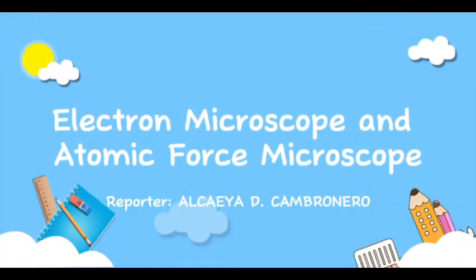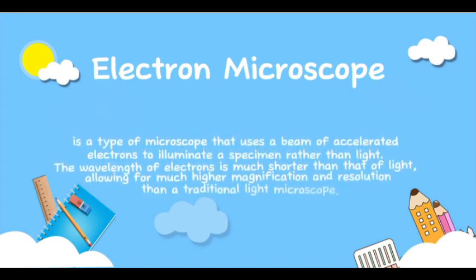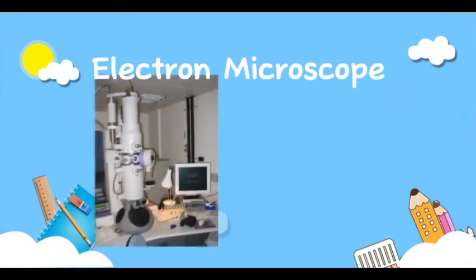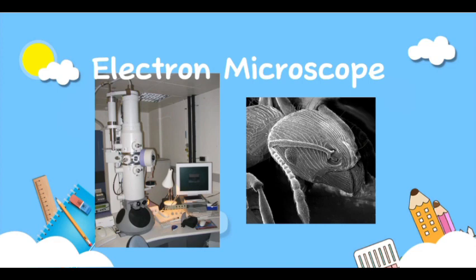Good day, I am Alkea Cambronero, and today we are going to discuss the electron microscope. So an electron microscope is a type of microscope that uses a beam of accelerated electrons to illuminate a specimen rather than light. The wavelength of electrons is much shorter than that of light, allowing for much higher magnification and resolution than a traditional light microscope.